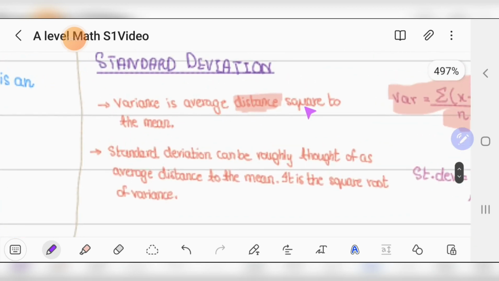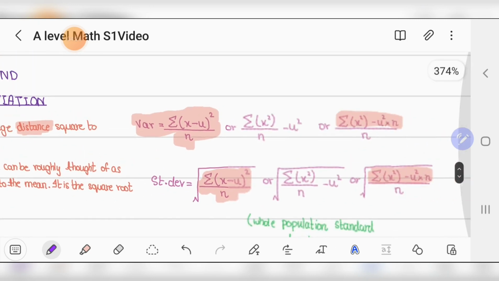Variance is the average distance squared to the mean. Standard deviation can be roughly thought of as the average distance to the mean, if it is the square root of the variance. Okay, variance. So these are the formulas. You can use any one of them.